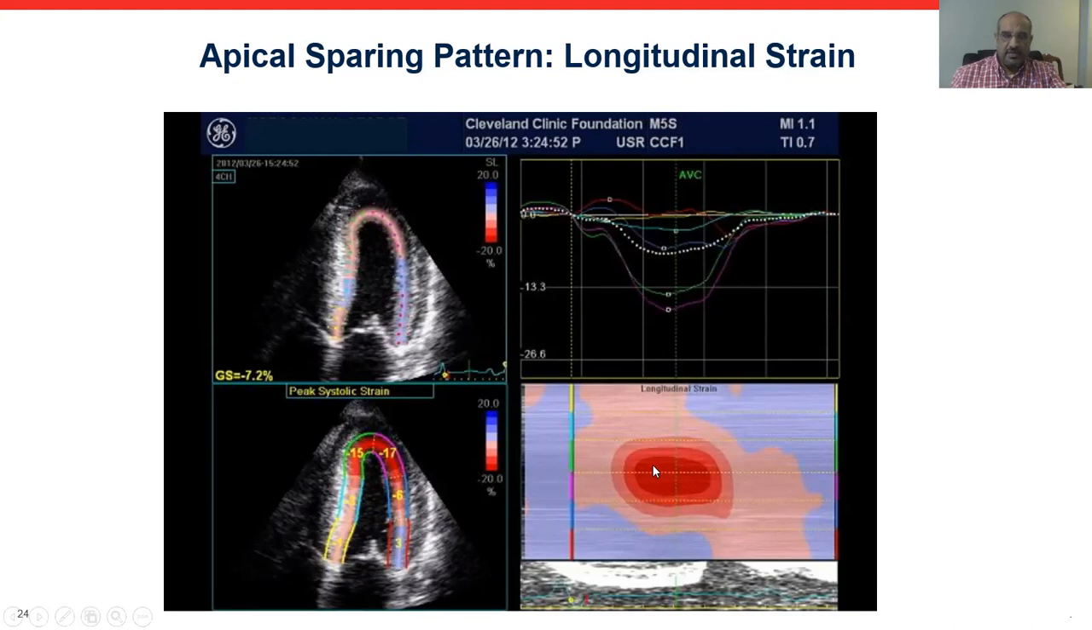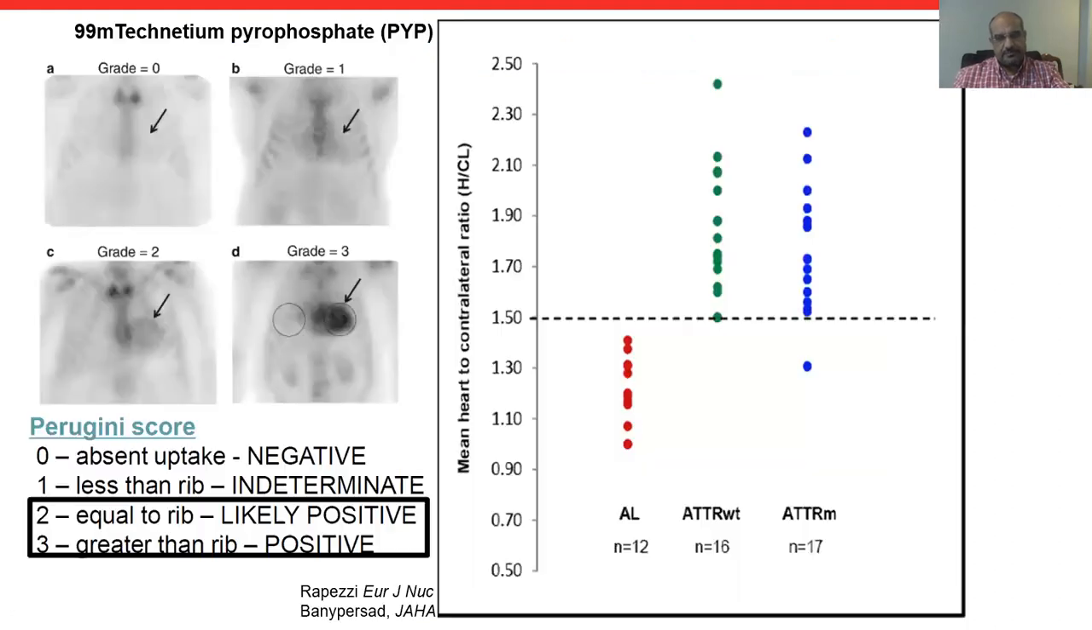When you see the apex is red, like this is the apex, more red. This is the base, more blue. This means we have apical sparing of the myocardium, which we call the bull's eye, which is a very specific sign for cardiac amyloidosis.